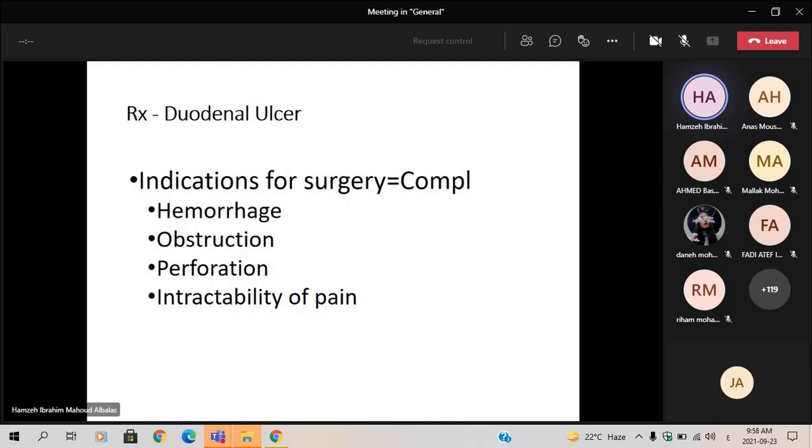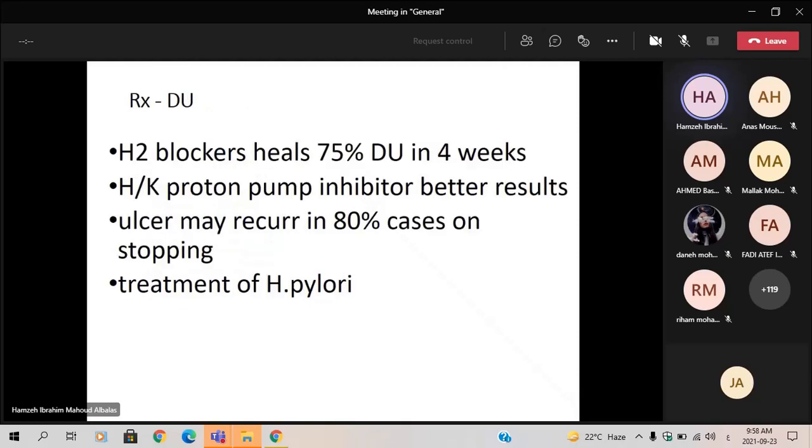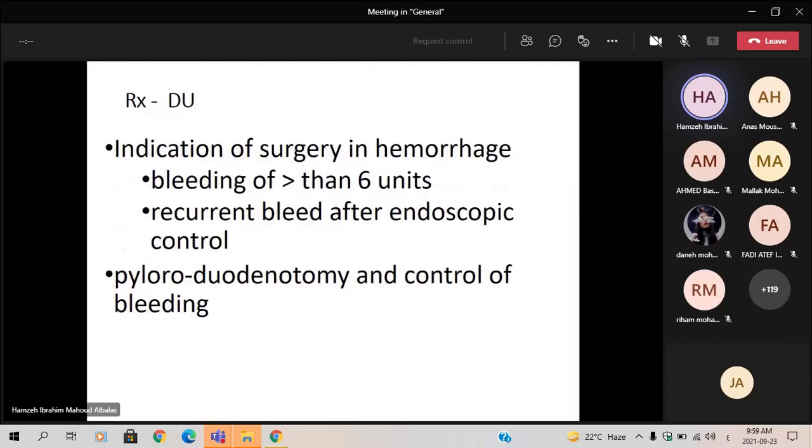Indication for surgery, as we mentioned, for hemorrhage, obstruction, perforation, and intractability. The management depends on the patient status and the physician, who manages to treat the ulcer and duodenitis. Indication, as we mentioned, for hemorrhage, bleeding more than 6 units, or recurrent bleeding after endoscopic control.